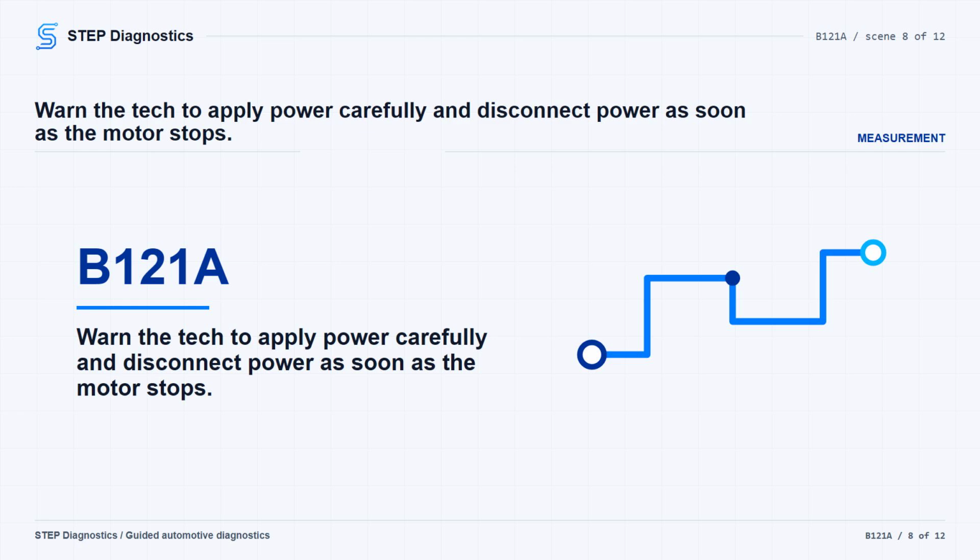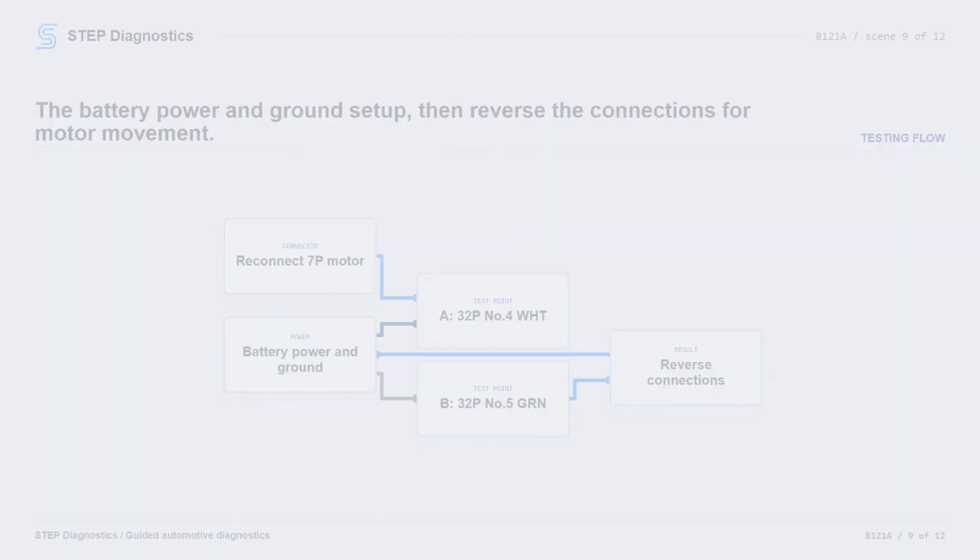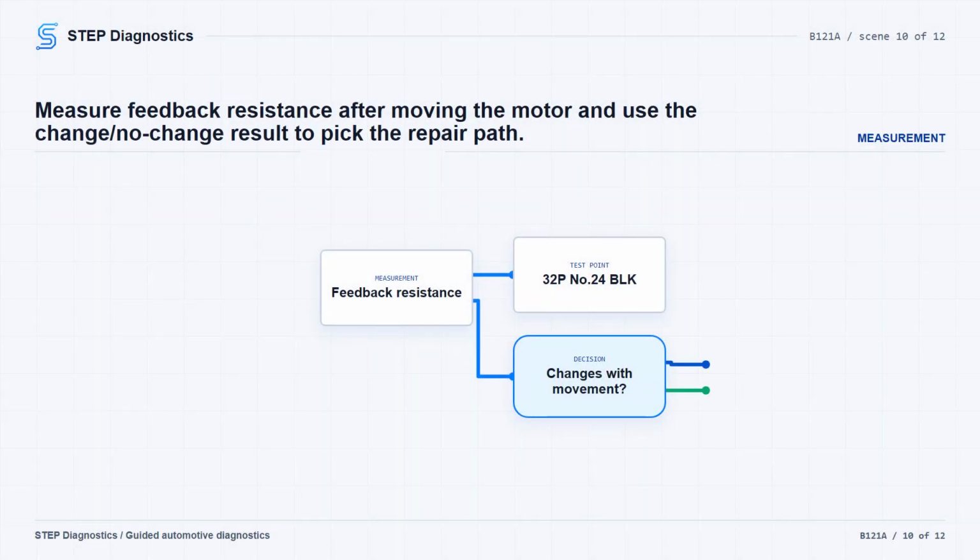Terminal A is the climate control unit 32P connector No. 4 WHT. Terminal B is the climate control unit 32P connector No. 5 GRN. Also keep in mind that continuity between S5V and MDDP may disappear when the motor is turned to the stop, and the climate control unit usually does not turn the motor to the stop. Now measure resistance between the climate control unit 32P connector No. 12 GRN and No. 24 BLK.